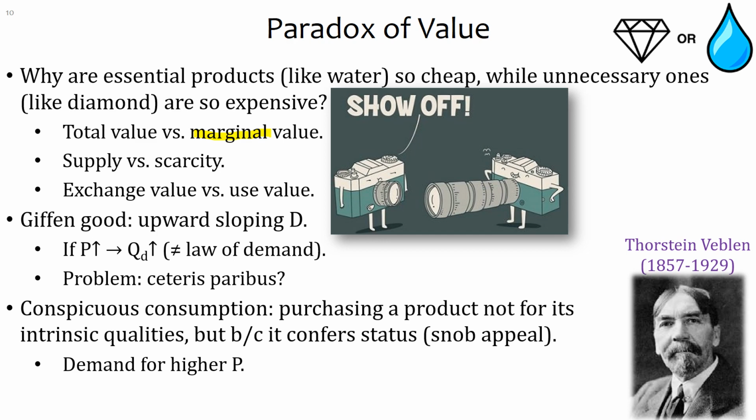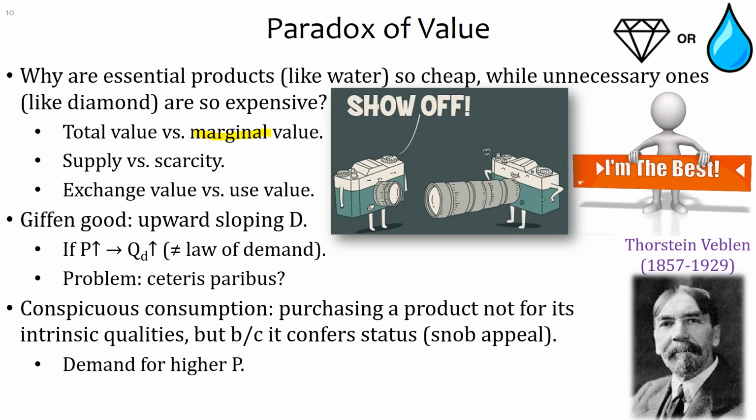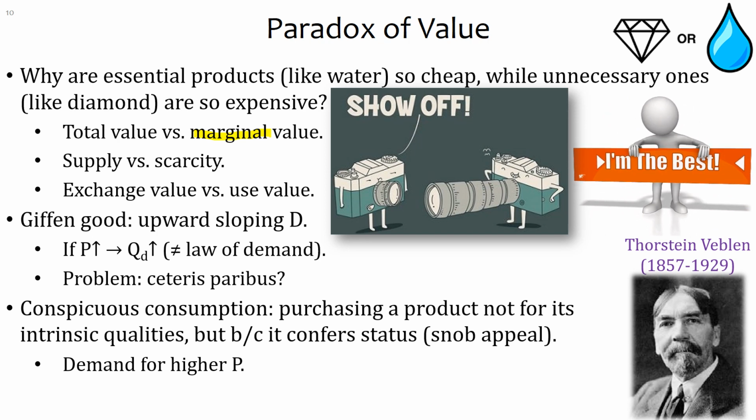Now, this may also sound like contravening the law of demand, because if the price is higher, then people would desire it more. But that again doesn't respect the ceteris paribus assumption, because what it says is that if the price is going up, other things being equal. But if the price goes up and at the same time there's more status, then you're not observing the ceteris paribus assumption. So the idea is that you just want to be the best and you want to show off.